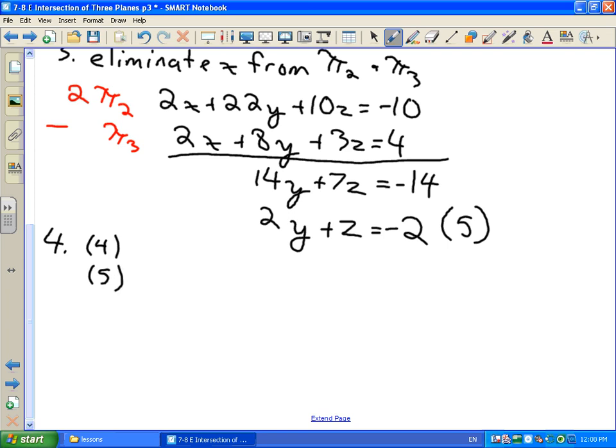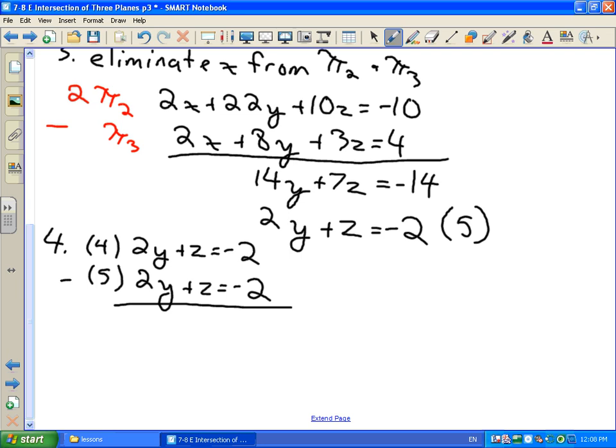We've got the same thing here. They're both 2y plus z equals negative 2. We can subtract the two of them, and we end up with 0 plus 0 equals 0. Now we have to ask ourselves, for what values of y and z is this expression true? Well, any value of y and z is going to satisfy this because 0 always equals 0.